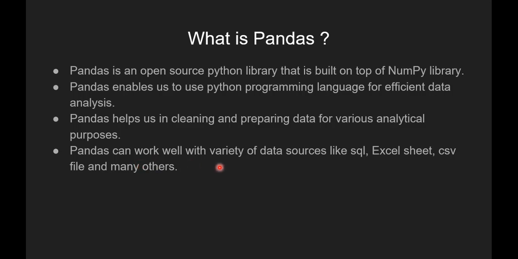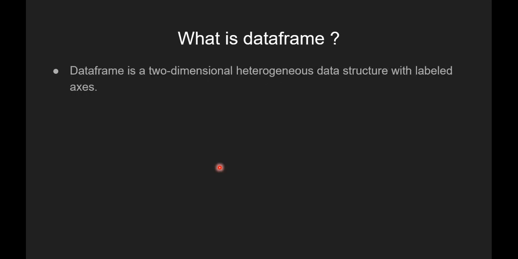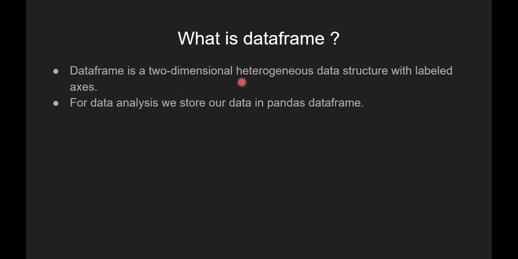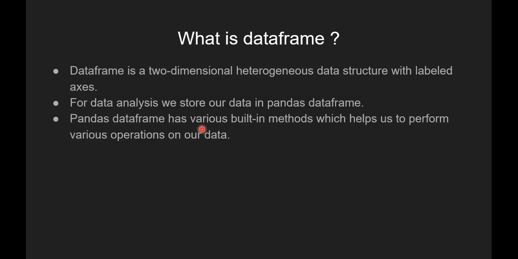Pandas can work well with a variety of data sources like SQL files, Excel sheets, CSV files, and many more. Now we will see what is Pandas Dataframe. Pandas Dataframe is a two-dimensional heterogeneous data structure with labeled axes. For data analysis, we store our data in Pandas Dataframe. Pandas Dataframe has various built-in methods which helps us to perform various operations on our data.